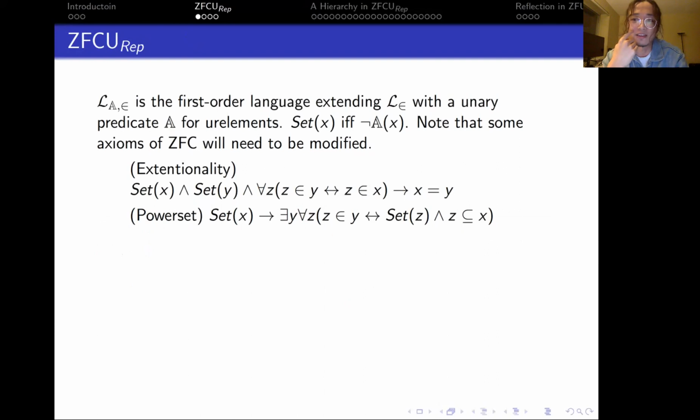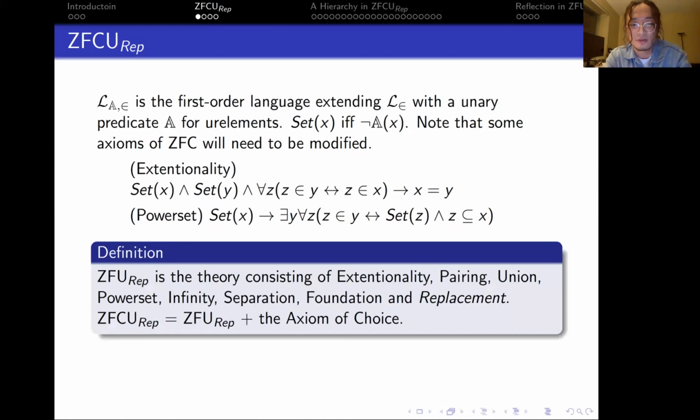Let's first fix a theory for U. I'll call this theory ZFCU with replacement. The language L_{A,ε} extends the language of set theory with a unary predicate A for Ward elements. We say x is a set just in case it's not a Ward element. And we need to modify some of the axioms of ZFC for them to make sense. For example, for extensionality in this context, we say any two sets with the same members are identical, and we don't want any Ward elements to be in the power set of x. So we do some adjustments.